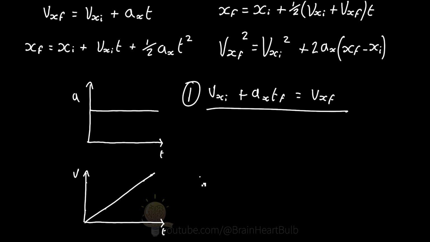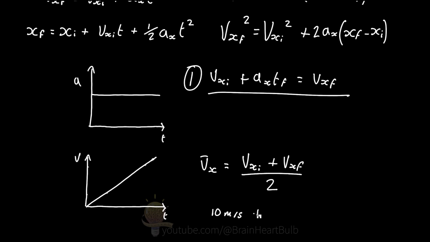The average velocity of a particle along the x-axis can be represented by the initial velocity plus the final velocity divided by 2. So for example, if you're in a car on the highway and you're initially travelling at 10 meters per second, if you increase your speed to 20 meters per second, your average velocity over those two speeds would equal 15 meters per second.